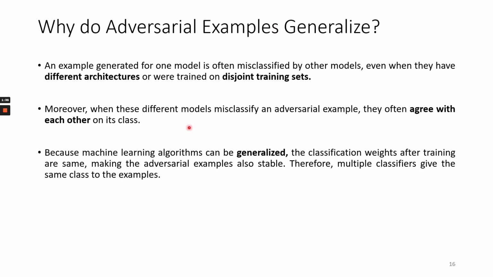So why does it generalize, and what are its effects? The reason why it is generalized is because the classification weights that are obtained after training are the same, which makes the adversarial examples also stable. And because the weights are the same, the output of these machine learning models when the adversarial examples are given is also the same. Therefore, as you can see over here, it's written that the multiple classifiers give the same class to the same examples.